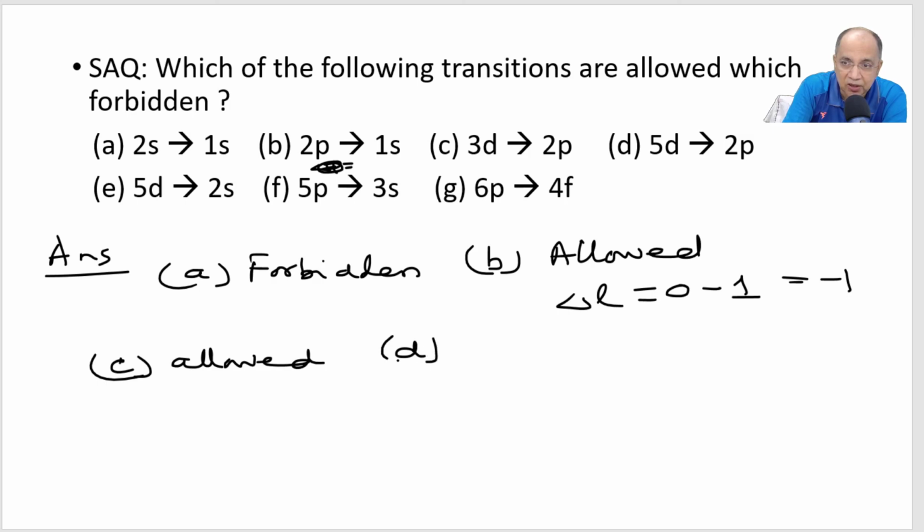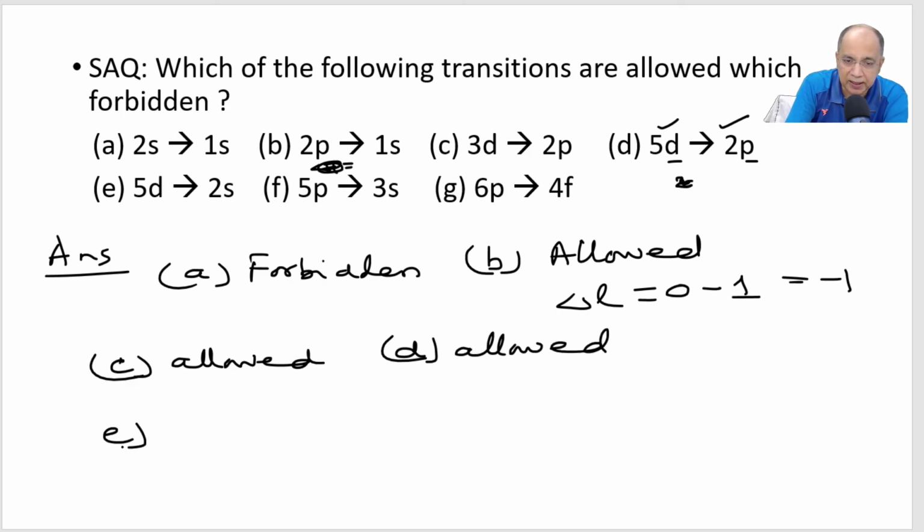So D. 5d to 2p. So far as the principal quantum number is concerned, del N can be any value. So all are allowed. But D to P is allowed. This 5 to 2 doesn't matter. D to P is most important. This is L is equal to 2 and this is L is equal to 1. So 1 minus 2 is minus 1, so allowed.